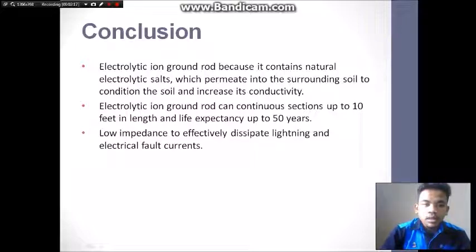I would like to present the conclusion. There are 3 points in the conclusion. The first point: the electrolytic iron ground rod contains natural electrolytic salts which permeate into the surrounding soil to condition the soil and increase its conductivity. Second point, the electrolytic iron ground rod comes in continuous sections up to 10 feet in length and has a life expectancy of up to 50 years. Last, low impedance to effectively dissipate lightning and electrical fault currents.